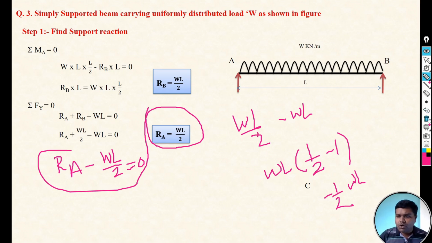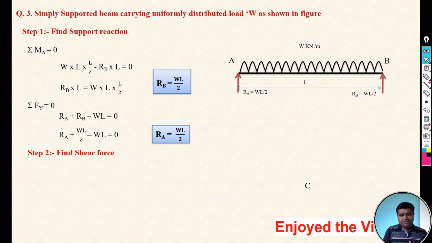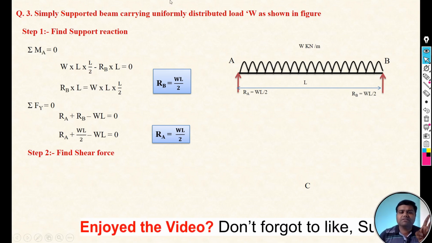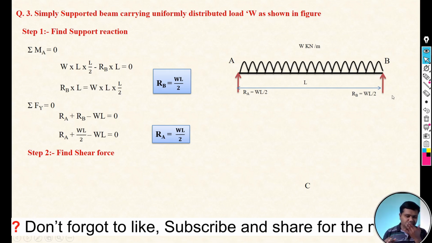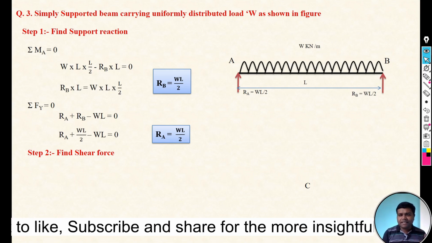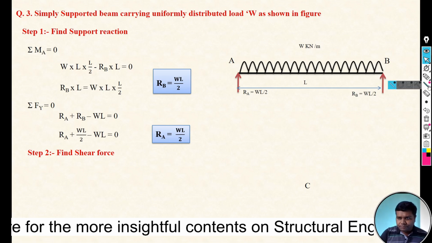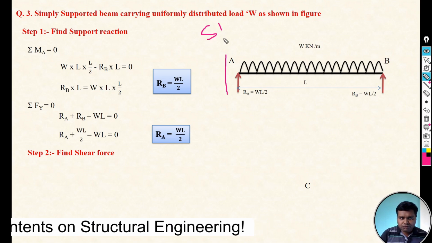So now we have got the reactions at A and B point, where Ra is WL by 2 and RB is also WL by 2. Now the next step is to calculate the shear forces at each point, and here we can see only two points are there, that is A point and B point. It means we have to calculate the shear force only at A and B point by taking left and right sections.